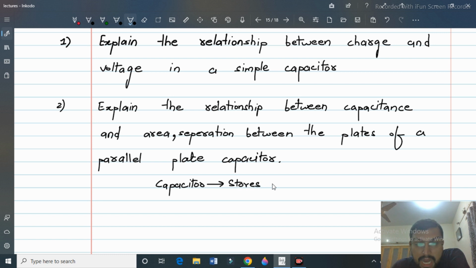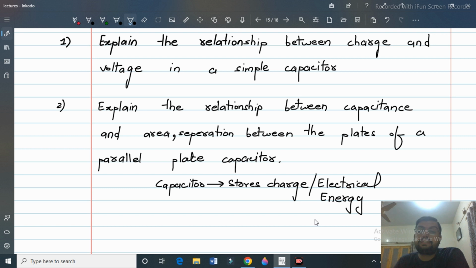It stores charge. And what does this charge have? This charge possesses some energy, and we can also say it stores not just charge but electrical energy, because when charge travels from one place to another, it possesses some energy. When it comes from A to B, it has some energy, and if it is coming onto the plates of a capacitor, that energy will be stored in that capacitor.